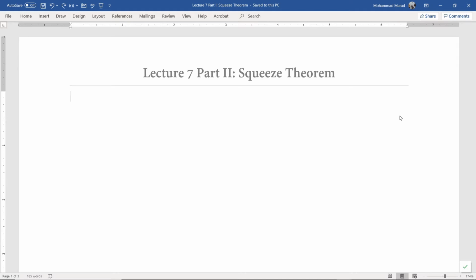Hello, welcome. In this part, we will discuss an important limit theorem, which is extremely useful in applications. This theorem is commonly called the squeeze theorem, also called the sandwich theorem. Let's have a look at the statement of this theorem.